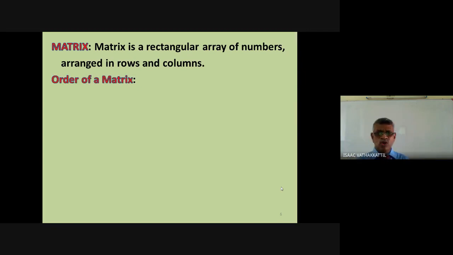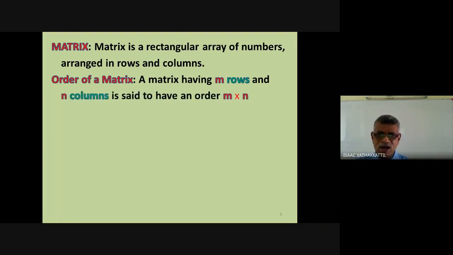When I say row and column, we talk about the order of that. How many rows, how many columns. So the order of a matrix depends on the number of rows and number of columns. Remember, I always talk row first, not column. A matrix having m rows and n columns. Remember, first always row and then column.